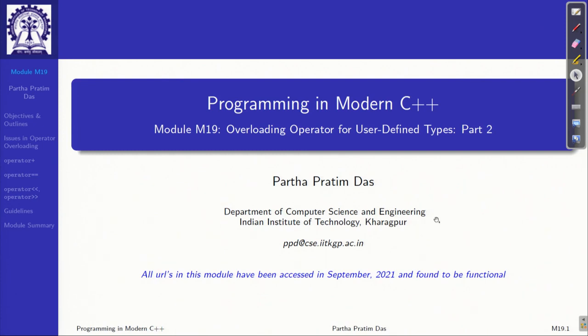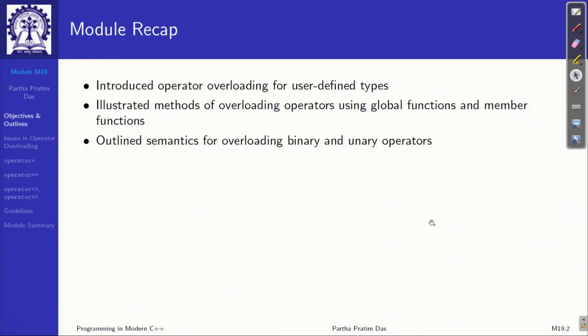In the last module 18, we started discussing operator overloading. That is how to define operator functions for user defined types, so that we can build a complete algebra with our user defined types, much in the same way the algebra is available for built in types like int, like double and so on.